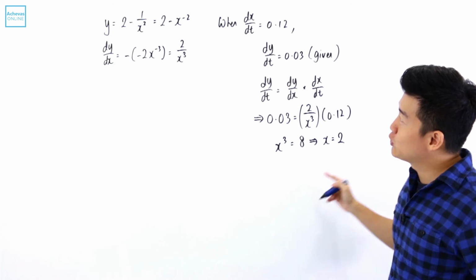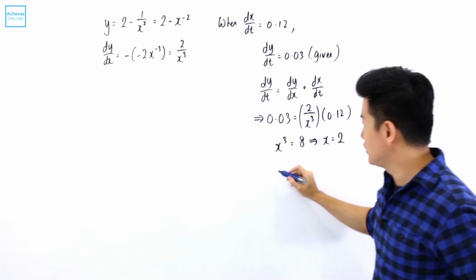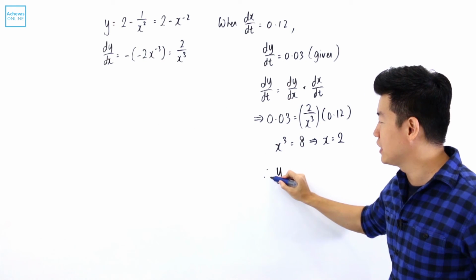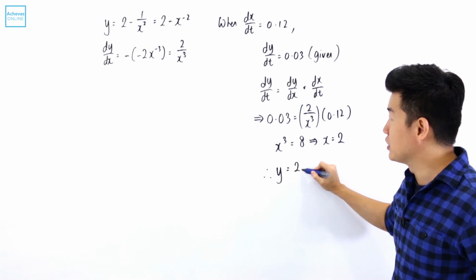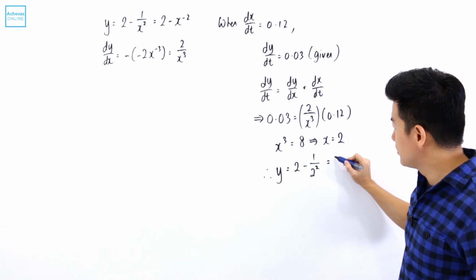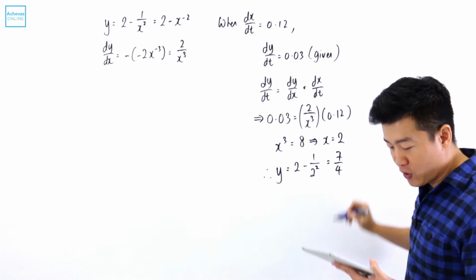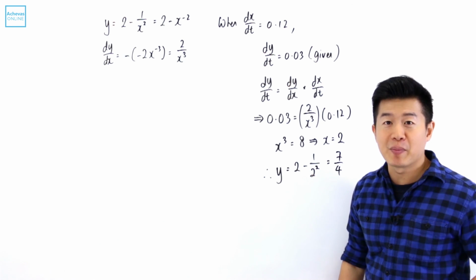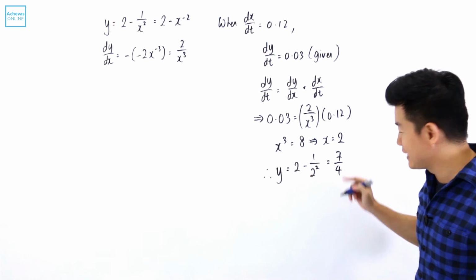With x equal to 2, I'm going to substitute back into this equation to find the corresponding y-coordinate. So the y-coordinate will be 2 minus 1 over 2 squared. This is going to be equal to 7 over 4. And that is why the y-coordinate of the particle at this instance is 7 over 4.